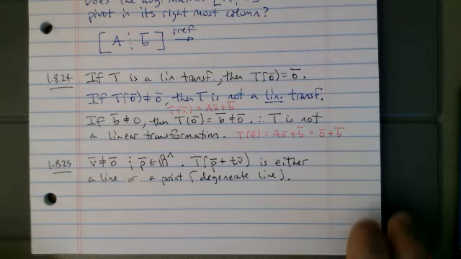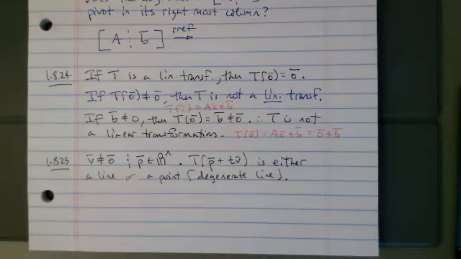So in 25, we want to show that p plus tv, which is a line through p in the direction of v, is either a line or a point. If T of 0 is not 0, then the transformation is not linear. There's nothing wrong with it, but that means the transformation could not be a linear transformation. Because to be a linear transformation, the image of 0 has to equal 0. That's not a random rule at all.